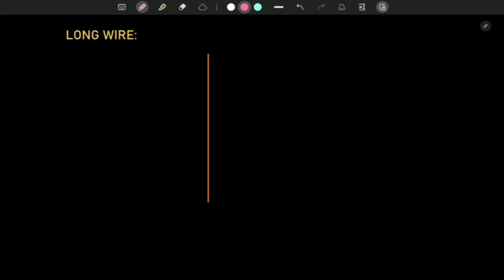Now we need to determine the gravitational field strength for a long wire. For this infinitely long wire, let us assume this is lambda. What is lambda? This is mass per unit length, so the unit is kg per meter. So let us take this point at a distance r, and I need to find the field strength G. So G will be 2G lambda by small r.